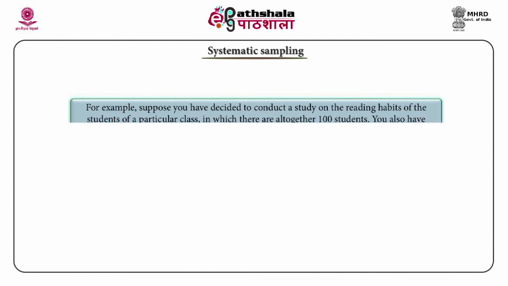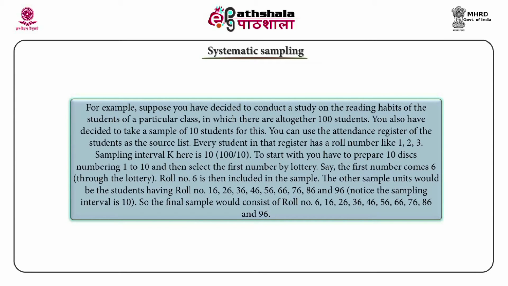For example, suppose you have decided to conduct a study on the reading habits of the students of a particular class in which there are altogether 100 students. You also have decided to make a sample of 10 students for this. You can use the attendance register of the students as the source list. Every student in that register has a roll number like 1, 2, 3 up to 100. Sampling interval k here is 10. 100 divided by 10 is equal to 10. So, the sampling interval is 10.